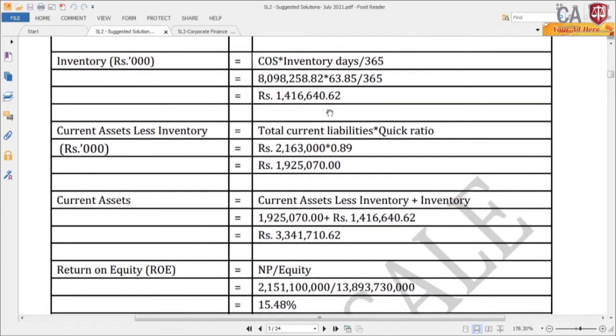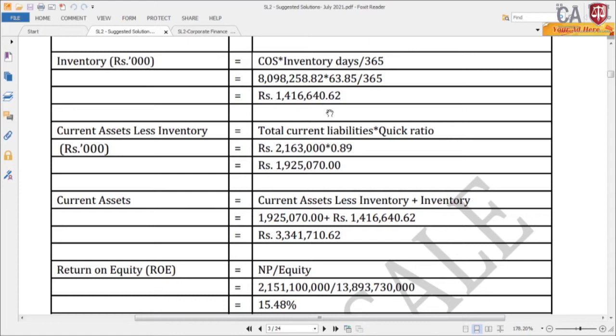So we have got the average inventory, 1.4 billion. How do you take it forward? You are given a current liability of 2.1 billion and the quick ratio. As you know, the quick ratio is calculated as current assets minus inventory to the current liability. So you are looking at the liquid assets compared to your current liability.